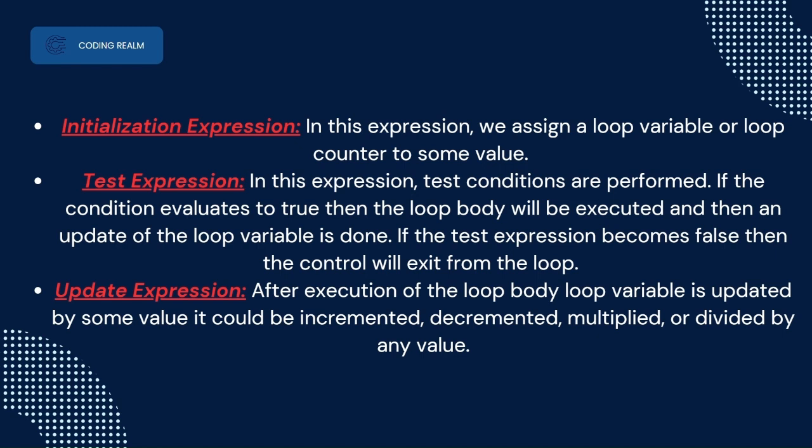Update expression: after execution of the loop body, the loop variable is updated by some value. It could be incremented or decremented, multiplied or divided by any value. For example, i++ or i--. This is the increment and decrement.